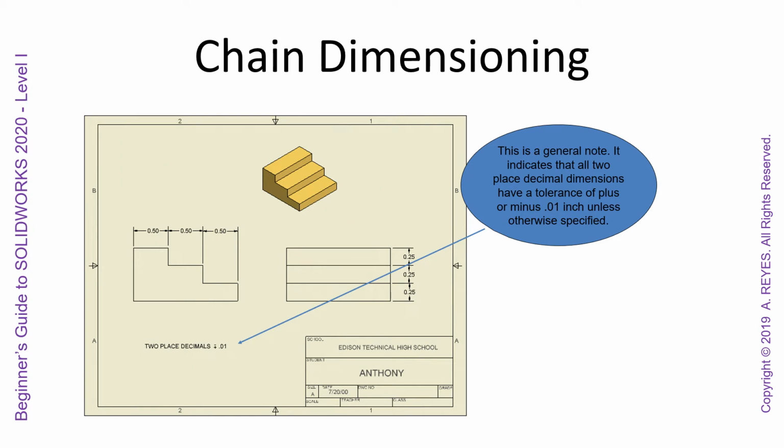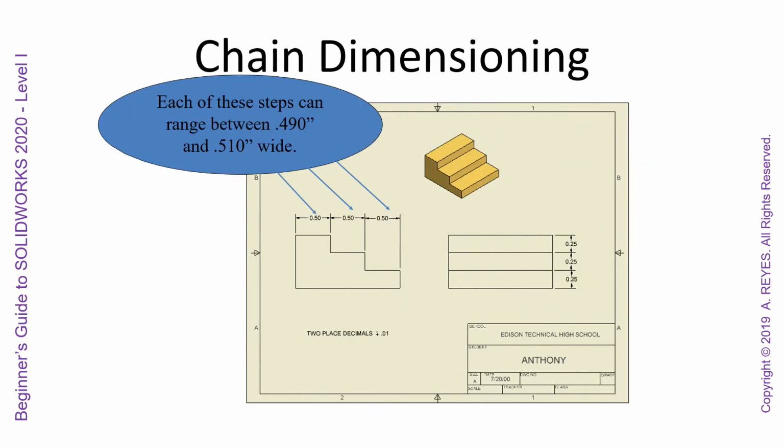So here we have chain dimensioning. We can see this general note indicates that all two-place decimal dimensions have a tolerance of plus or minus 0.01 unless otherwise specified. So we can see our chain dimensioning here: 0.5, 0.5, 0.5. If we use the tolerance that we have down here, each one of these steps can range between 0.490 inches and 0.510 inches, right?